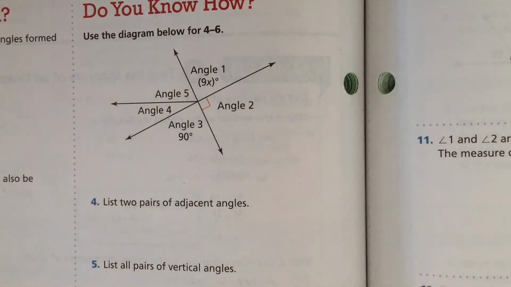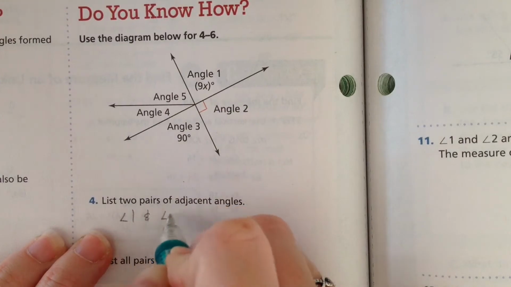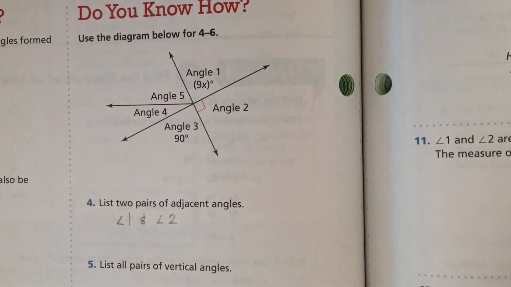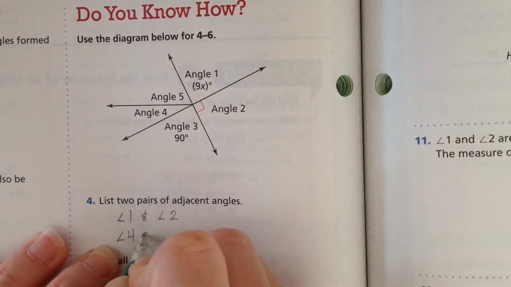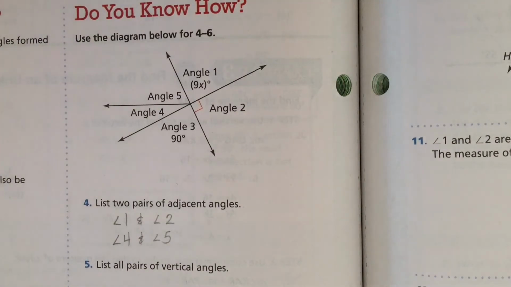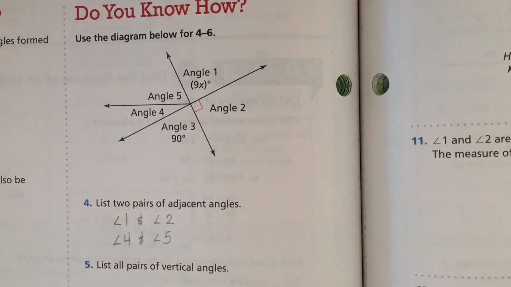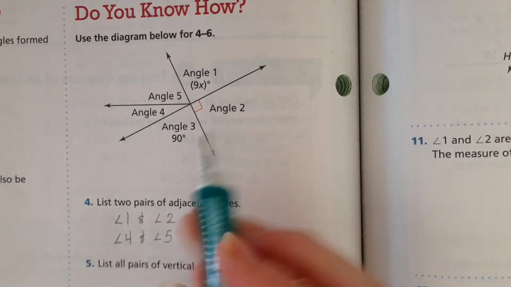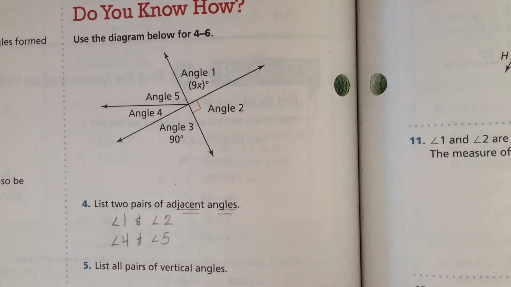So you could say angle 1 and angle 2, those are adjacent. You could also say angle 4 and angle 5, those are adjacent. Angle 2 and angle 3, angle 3 and angle 4. Basically, any two angles that are right next to each other are considered adjacent. So there are a lot of different options here. Those are just a couple of them.